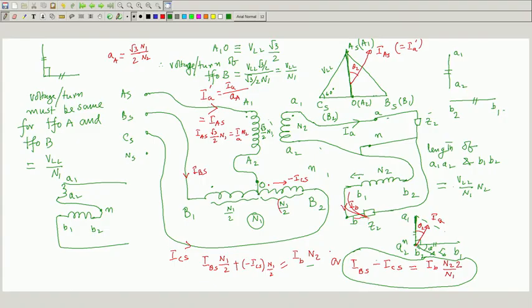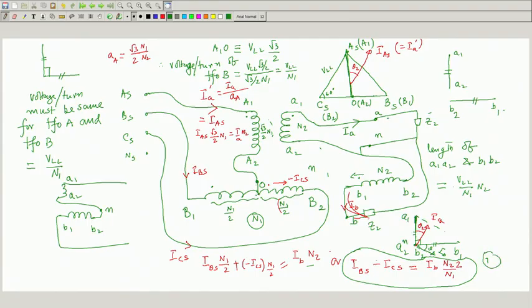Now, I_BS enters through the dot. But this I_BS is up to this point N1 by 2. So I_BS into N1 by 2. Now, what about this portion? You have assumed this current to be I_CS, so I can always presume minus I_CS is flowing and this is dot. So this MMF plus this MMF must be equal to this. So this is one equation.